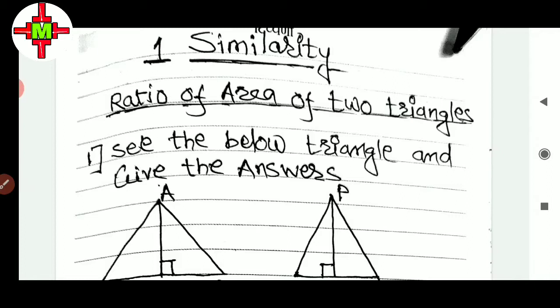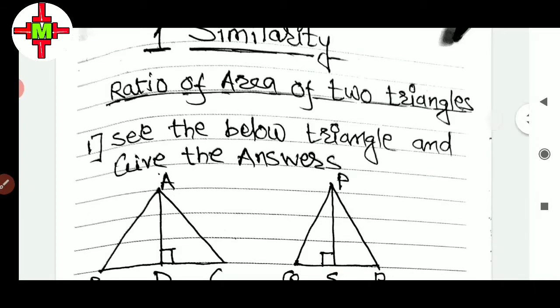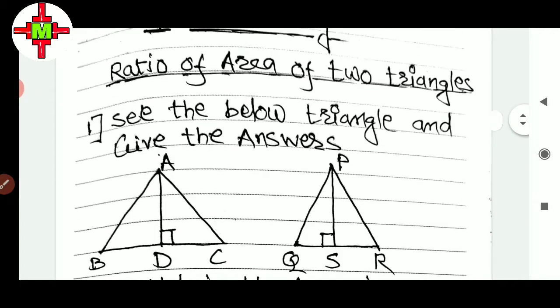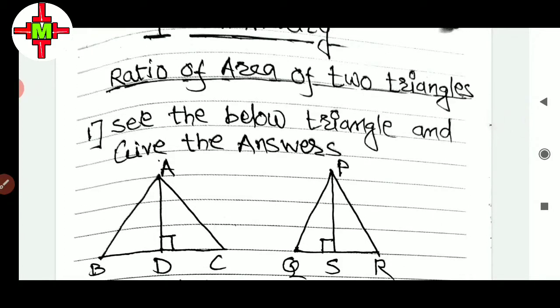which is called ratio. You know that ratio is the division of two numbers a and b, and we denote it by a divided by b or a is to b. This is called a ratio or proportion of two numbers a and b. We have to see the ratio of area of two triangles.